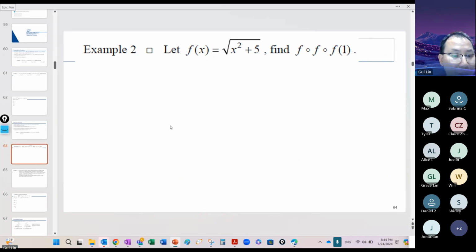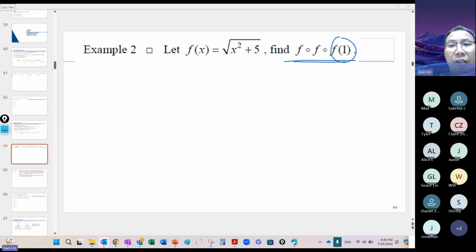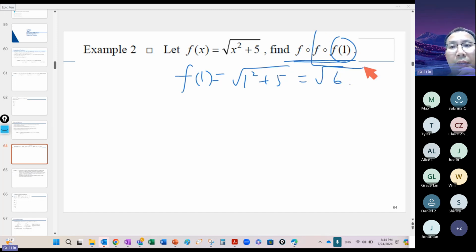Okay, all right. So see this one. This is composition. Do you see that? With these kinds of descriptions, we first need to find function one first, right? Let's see function one. It will be 1 squared plus 5, square root, so square root of 6. All right, so we do this part.